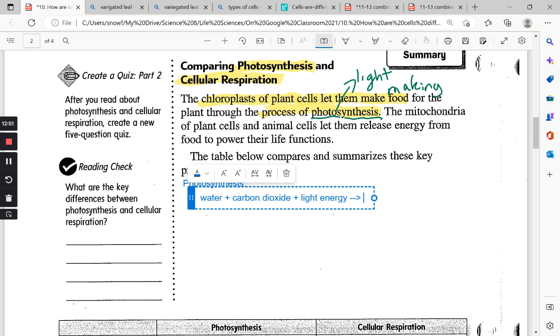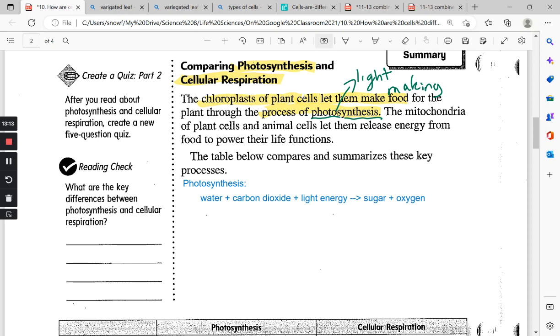And then it's going to be making some food. That's sugar. It's also going to be making a gas that we're going to be using for ourselves. We breathe it in. It's oxygen. All right, cool. So this is what plants are doing to make their own food. Seaweeds are doing the same thing. I'm going to change colors.